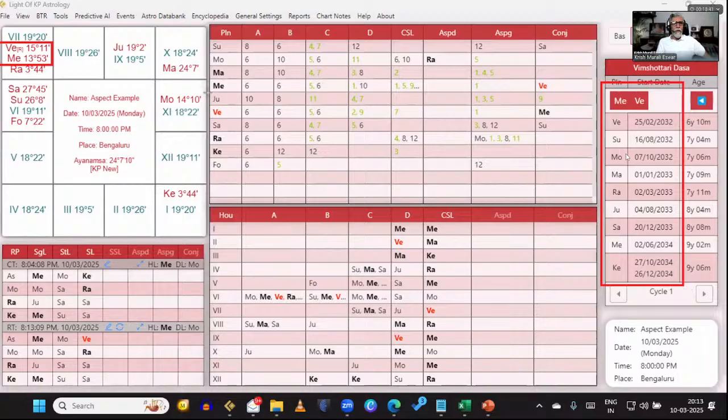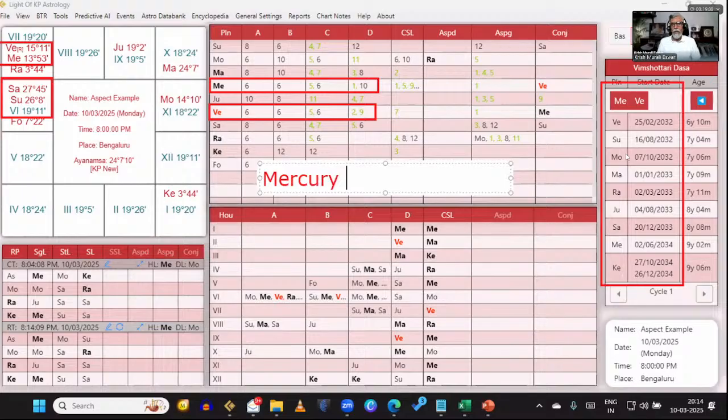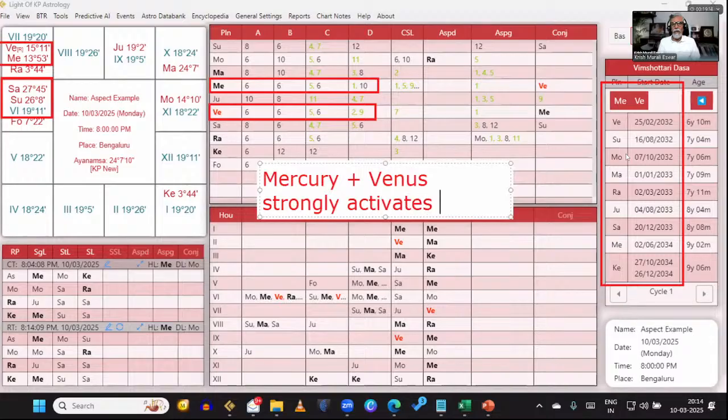They are both in Saturn star. Saturn is in the sixth house. Okay, so both should give the result of 6, 6, 3, 6, 5, 6, 1, 10. Venus also 6, 6, 5, 6, 2, 9. So both of them should combine together. Mercury and Venus strongly activate the sixth house. That means income, job.